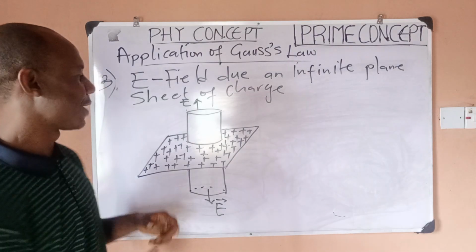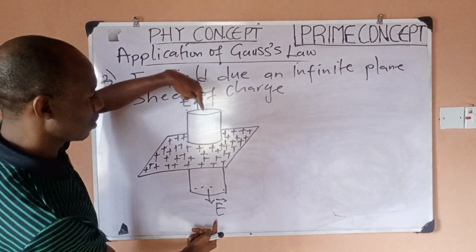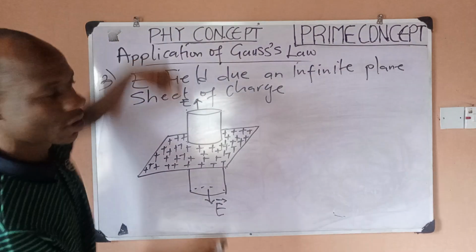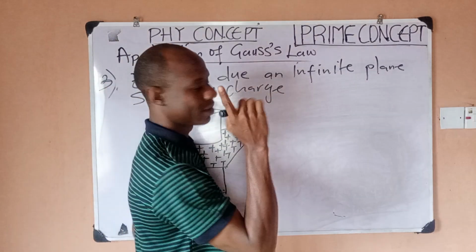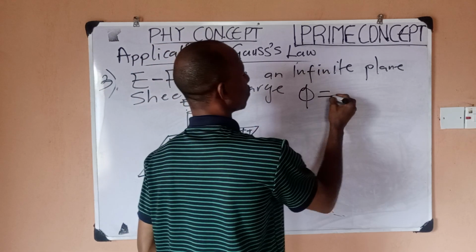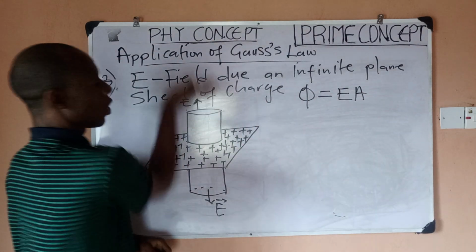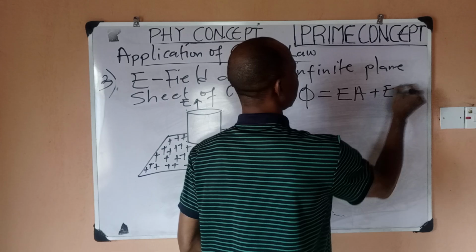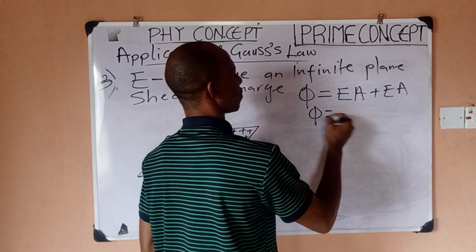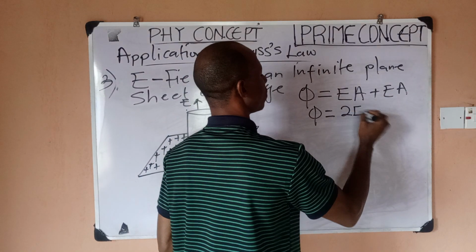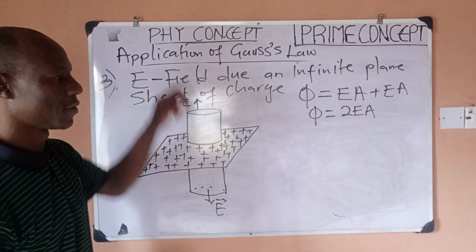Now, what it means is that the total electric flux coming out from this plane sheet through the top surface and the bottom surface is going to be this plus this, right? So the total flux is going to be EA from up plus EA from the bottom, right? So my total flux is going to be what now? 2EA. So this is what I would have as my total flux through this surface.